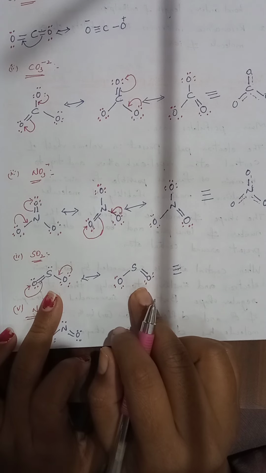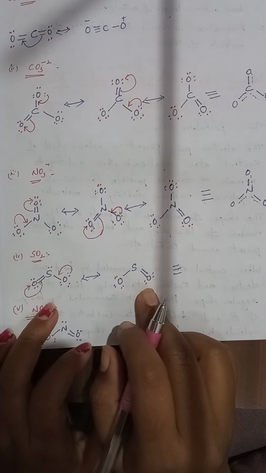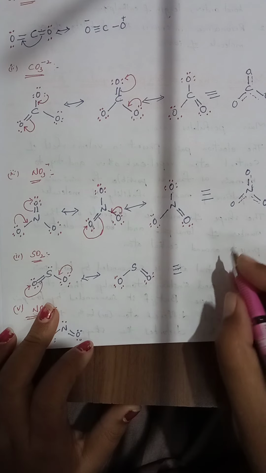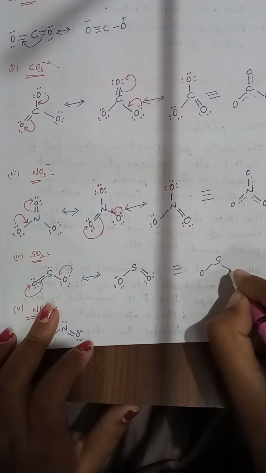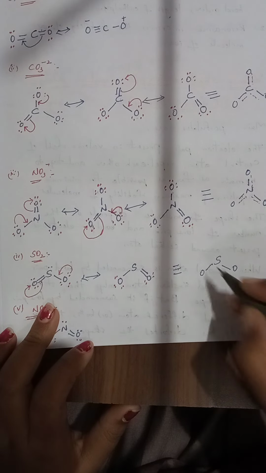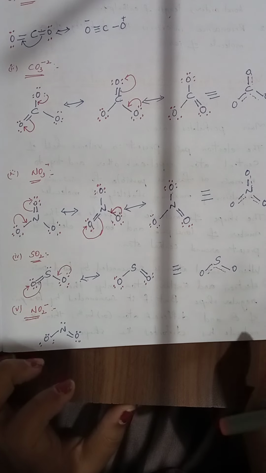If you observe these two resonating structures, the pi bond is revolving between all the 3 atoms. Then we can write the hybrid as S single bond O single bond O, where only the double bond is revolving between the 3 atoms. We can represent it like this.